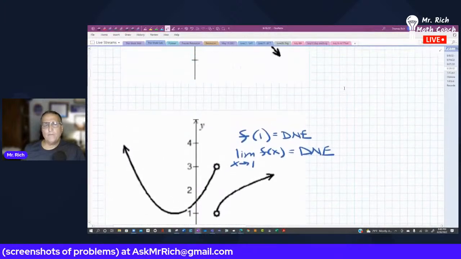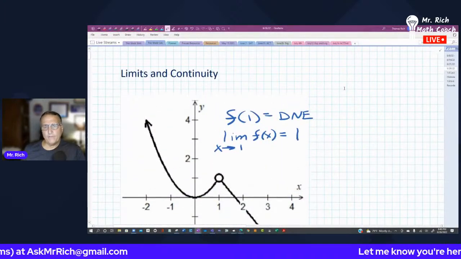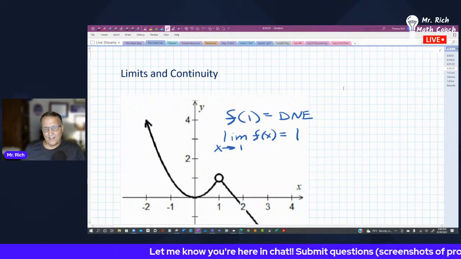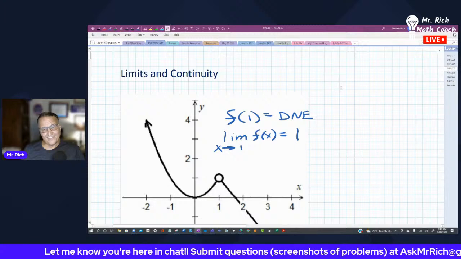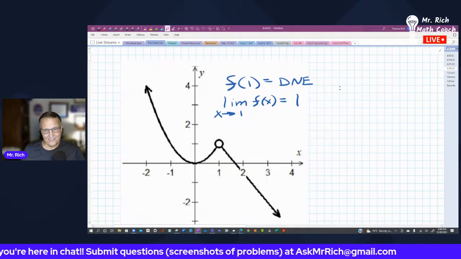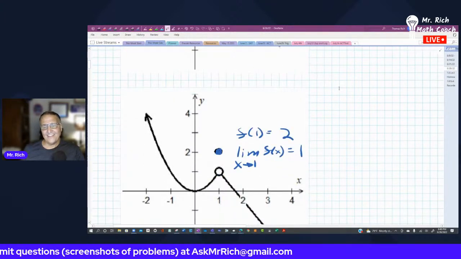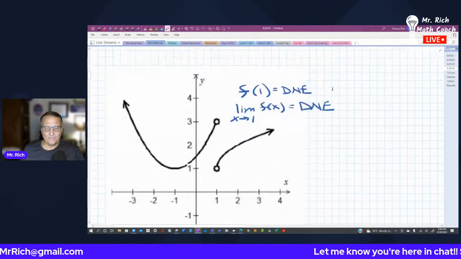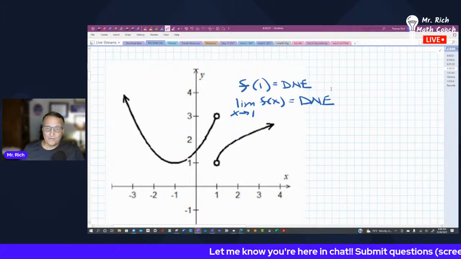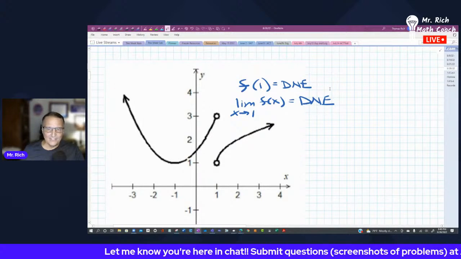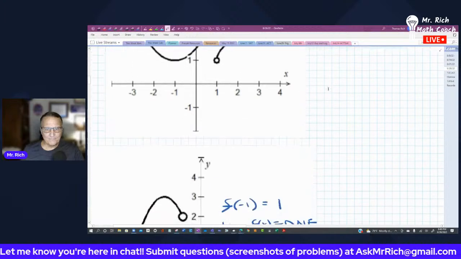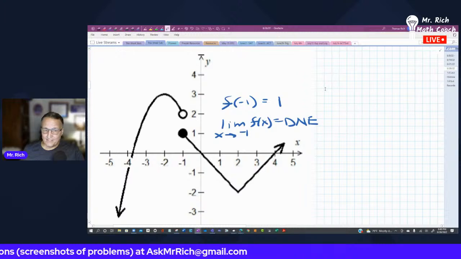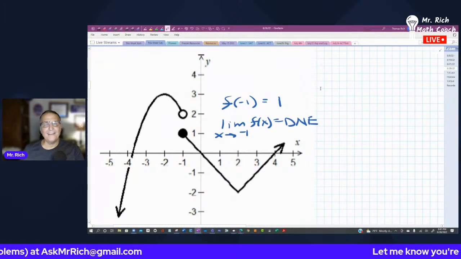Now, in each one of these cases that we've just looked at, we have a different combination of whether the function exists or not, and whether the limit exists or not. In this case, the function doesn't, but the limit does. In this case, they both do exist, but they're not the same value. In this case, neither the function exists nor does the limit exist at that x value. And here's a case where the limit doesn't exist, but the function does exist at -1.